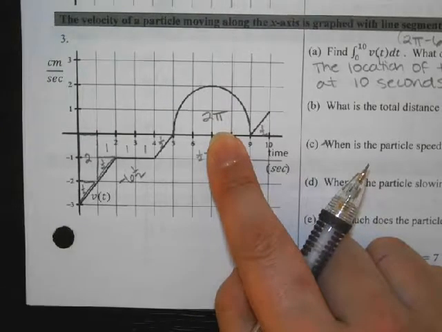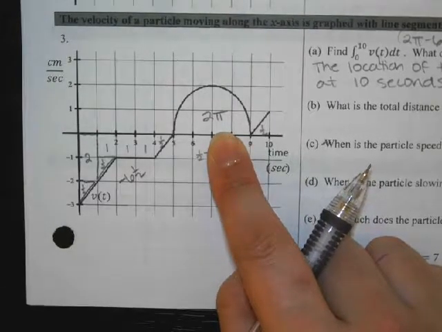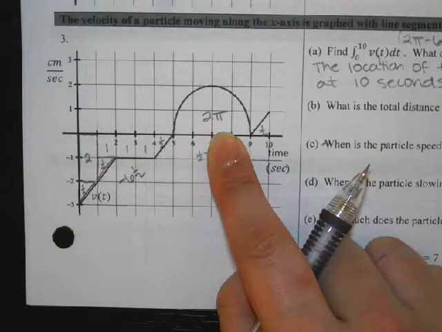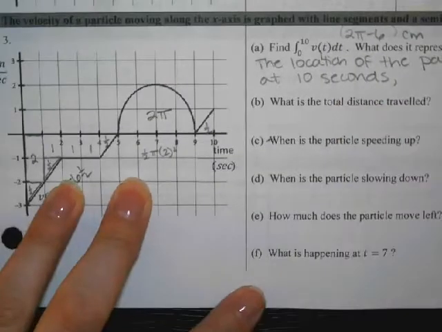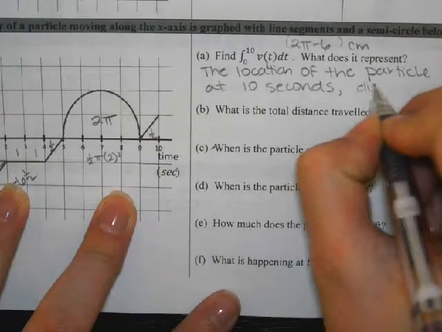So when we're adding up those values and we're keeping the left values negative and the right values positive, we're saying we started off here, we went left for a little bit, we went right for a little bit, we came back here. That's not describing my total distance that I've traveled, that's describing how far I am from the beginning. So this right here, the location of the particle at 10 seconds, we're going to say that's displacement.